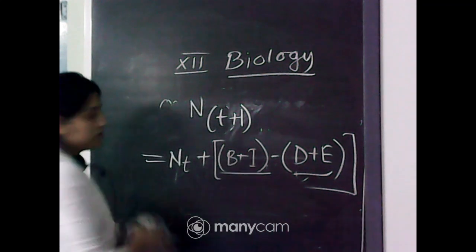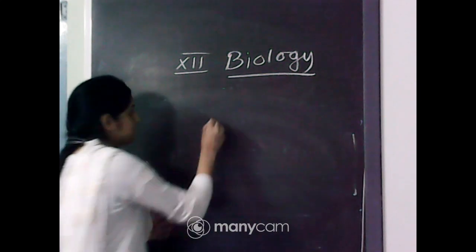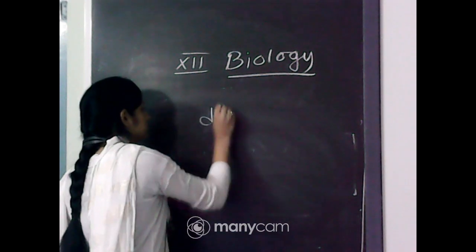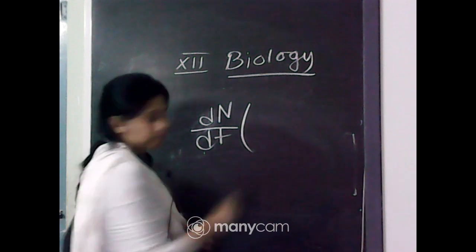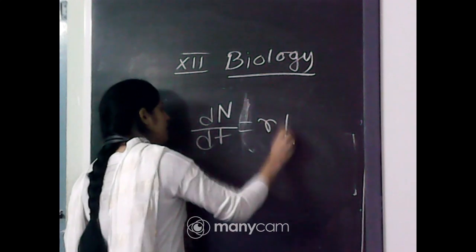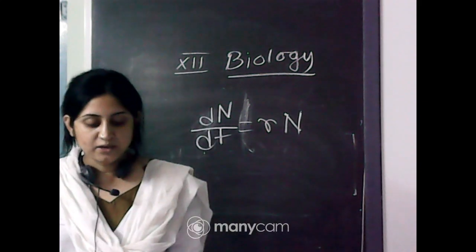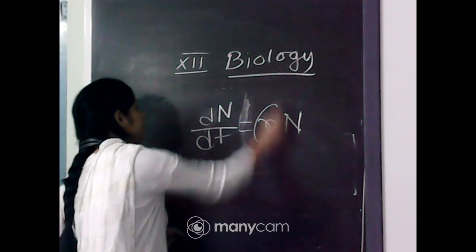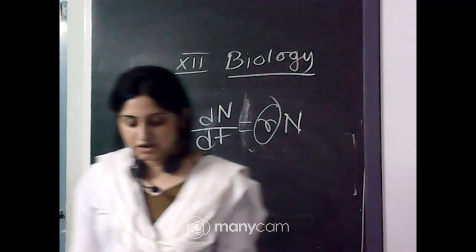So dN by dt, what will be the population exponential rate? dN by dt equals rN, where r is the rate per capita. This r in the equation is called the intrinsic rate of natural increase. So what is the rate r? That is the intrinsic rate of natural increase.